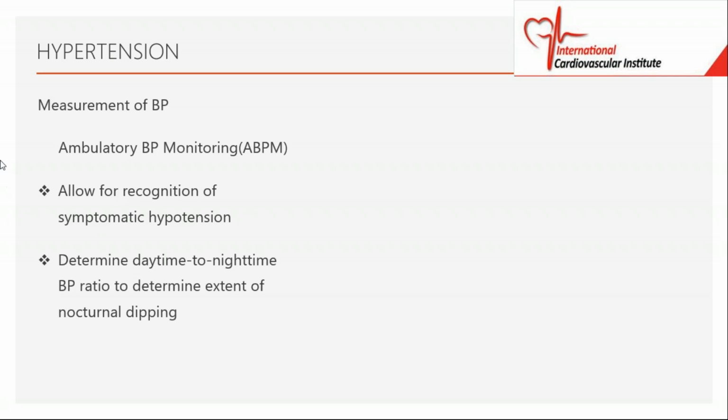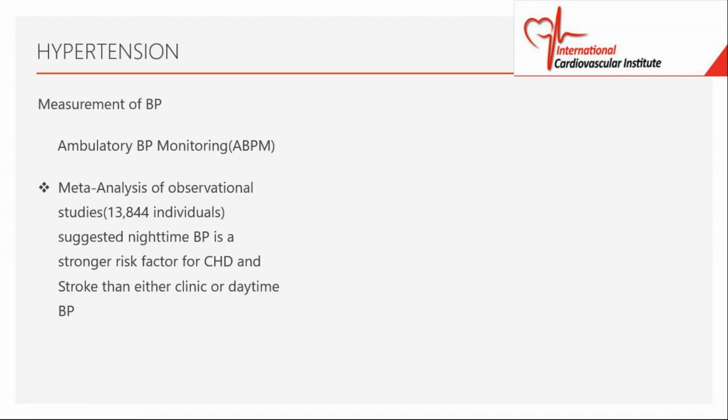So again, a patient may tell you that they're lightheaded and dizzy at a certain time of the day. You can correlate that and see if they're hypotensive during that time, okay? Or you can look at the daytime to nighttime blood pressure ratio to determine if there's significant nocturnal dipping in the blood pressure. So you can get a lot of information from your ambulatory blood pressure monitoring.